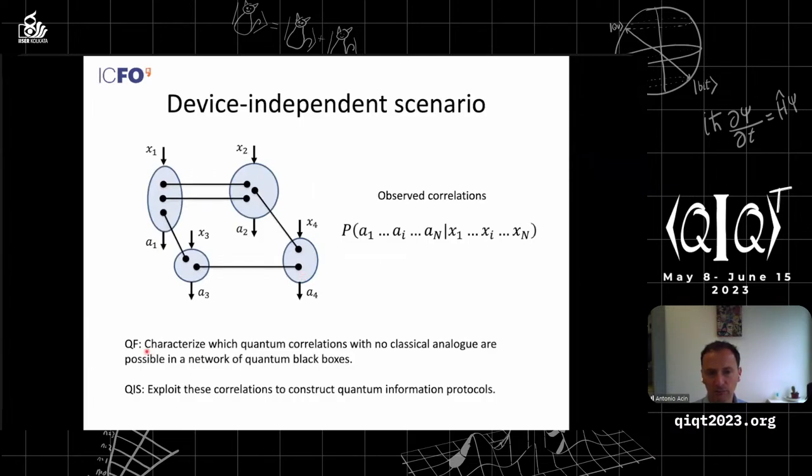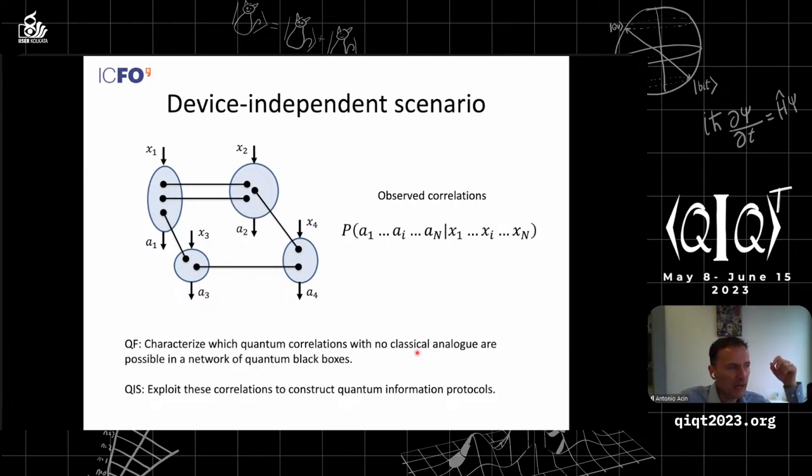One of the objectives is that we want to characterize the correlations you can obtain in general networks. What are the quantum correlations you can get? We want to characterize these objects. And in particular, we want to characterize those quantum correlations that do not have a classical analog, because when we have correlations that do not have a classical analog, we may get an improvement over classical information theory. Okay, if your correlations can be explained with a classical model, it's clear that they cannot give any advantage with respect to classical information theory.